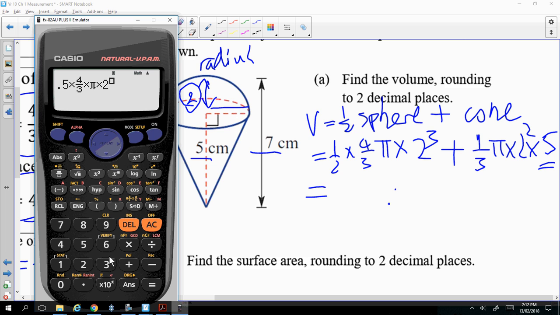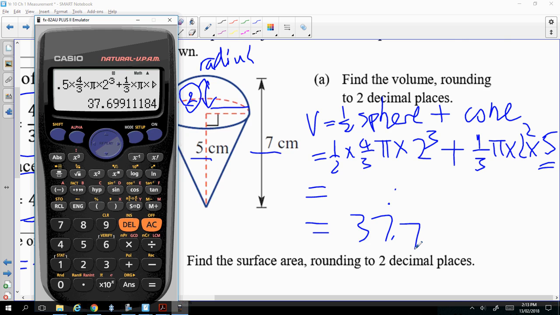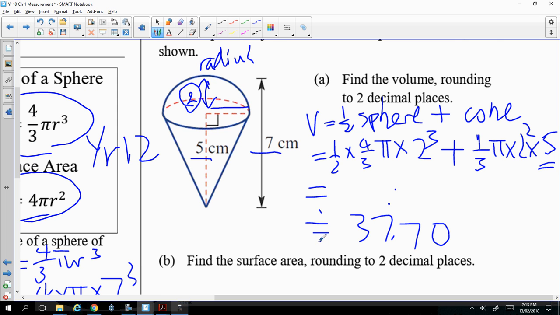That's the volume of the hemisphere plus the volume of the cone: 1/3 times pi r squared, 2 squared, times the height of the cone. You get this one, 37.70, correct to 2 decimal places.